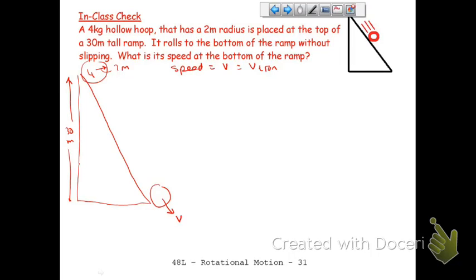So the first thing I'd recognize is this is conservation of energy. There is frictional force to cause the rotation, but it's not sliding friction, it's static friction. It's just like rolling along the surface, so there's no energy lost. Remember what we said about the tires? There's no energy loss to heat when you've got static friction.